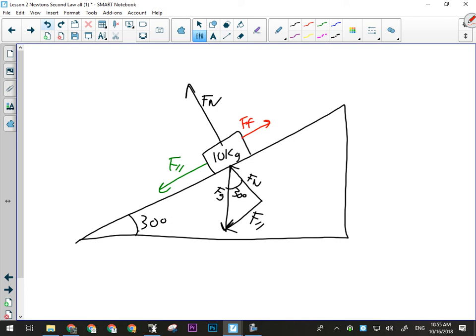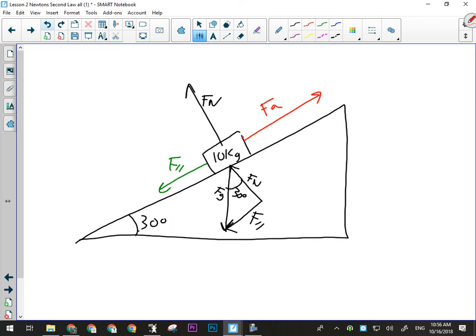Now, what if instead of it sliding down the ramp, I'm using the ramp to push a box up the ramp? Are there any new forces? I'll repeat myself. I'm pushing the box up the ramp. That's a force, right? We call that an applied force. So I now have an applied force, which is me pushing up the ramp. F parallel is still down the ramp. Parallel is always down the ramp because it's the sum of normal force and gravity.